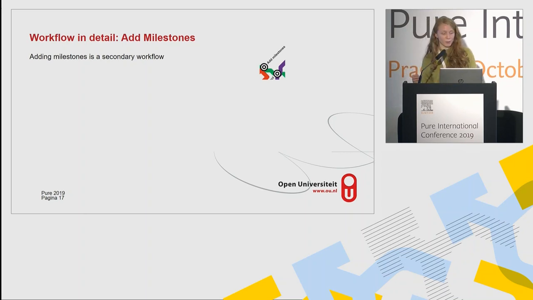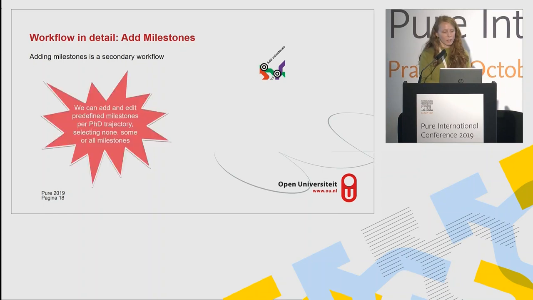So I'll come now to the core of this monitoring process, which is adding the milestones. They are defined actually by the workflow of the Board of Promotions, which is the unit within the OU which is responsible for the quality control. So what we've done is we've set up a set of predefined milestones so we can add and edit these per PhD trajectory. We can select none, some, or all of them. We like that it's very flexible because there are some differences within our milestones.